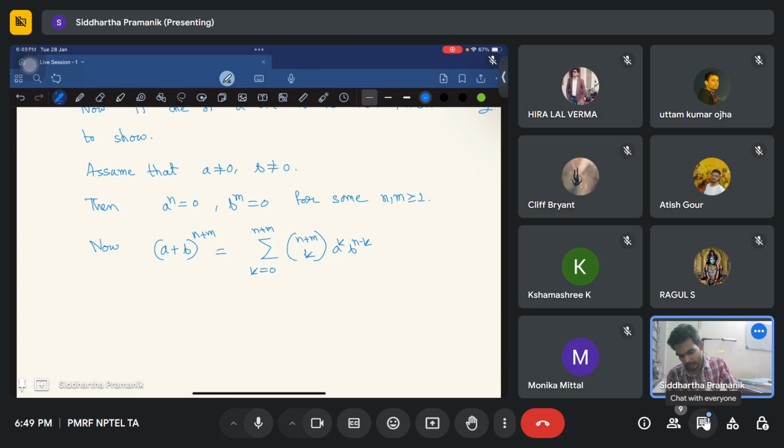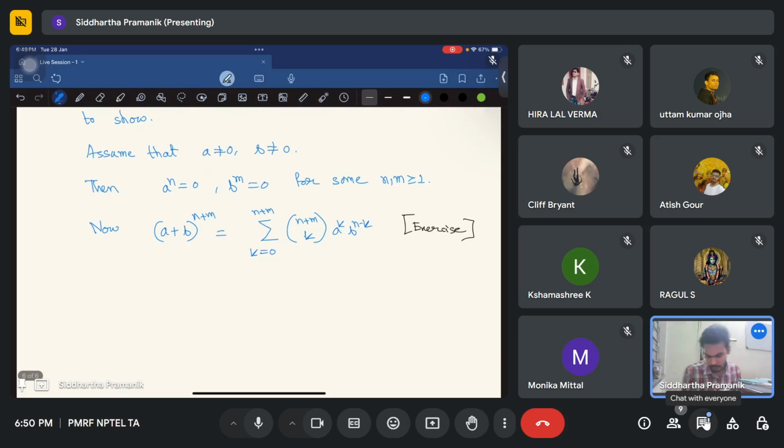You can take it as an exercise. This is not difficult to prove. The way you prove the usual binomial formula, you can use the same thing here. Now, this is an element of the ring. So what can you say about this product?